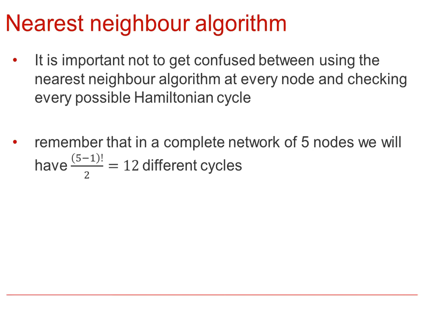It is important not to get confused between using the nearest neighbour algorithm at every node and checking every possible Hamiltonian cycle. Remember that in a complete network of 5 nodes, we would have had (5 minus 1) factorial over 2, or 12 different cycles, while the nearest neighbour algorithm only gave us 5 Hamiltonian cycles.